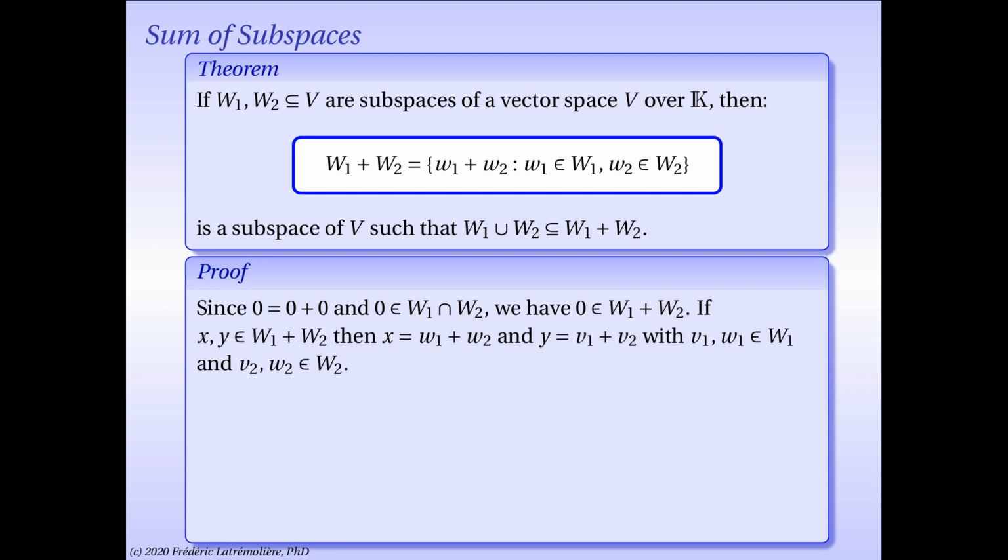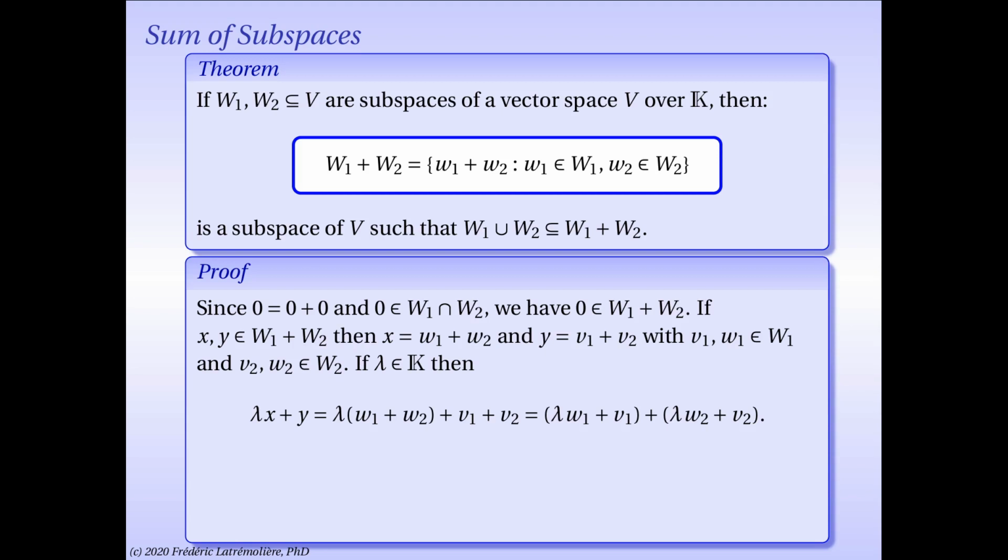Well, you go back to the definition highlighted in the theorem. It means that, say, x is the sum of a vector w1 in the big W1 and a vector w2 in big W2. And again, y is also a sum of two vectors, one in W1 and one in W2. Then I take an arbitrary scalar lambda, and I want to show that lambda x plus y is also in the sum of the space W1 and the space W2.